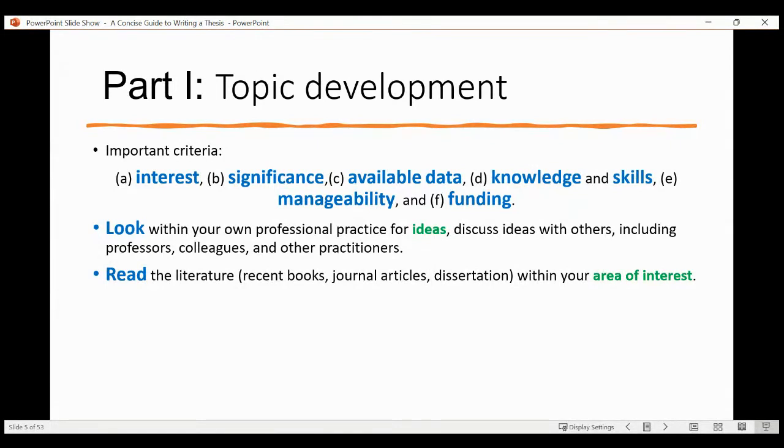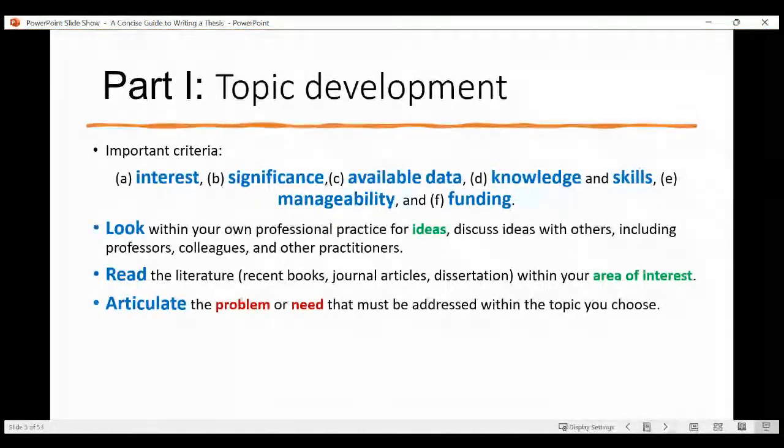Read the literature. This is wise advice that I can give to anyone who is looking for a topic or topics. Read the literature, recent journal articles, again within your area of interest. Articulate the problem or need. Now you have read, looked at, and shared and discussed ideas with others. Now you need to articulate the problem, the need.